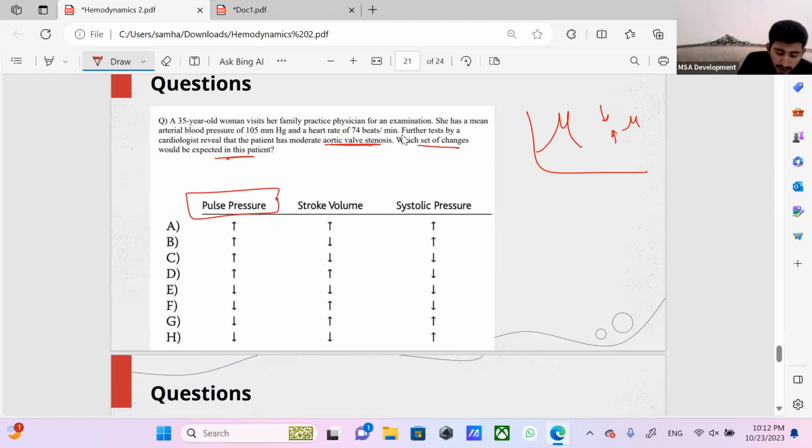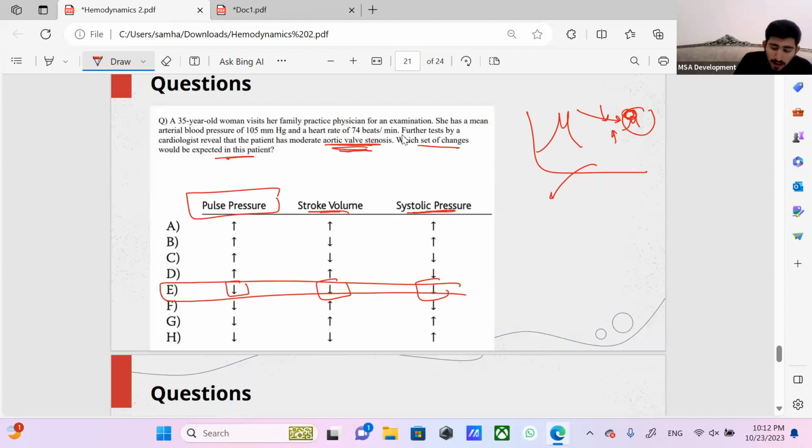What will happen to the pulse pressure? It decreased, right? So first thing, it must decrease. The stroke volume, the amount of blood we are pushing, we said we can't push a lot of blood because there is stenosis, so the blood will revert back, so it will also decrease. And we also have systolic pressure. The systolic pressure gets narrower. It decreased also because of the blood reverting. So the answer is E. So what happened in aortic valve stenosis? The pulse pressure will decrease because it's getting narrower. The stroke volume will decrease because we can't push blood. And the systolic pressure will also decrease because blood is reverting. We can't really move blood.